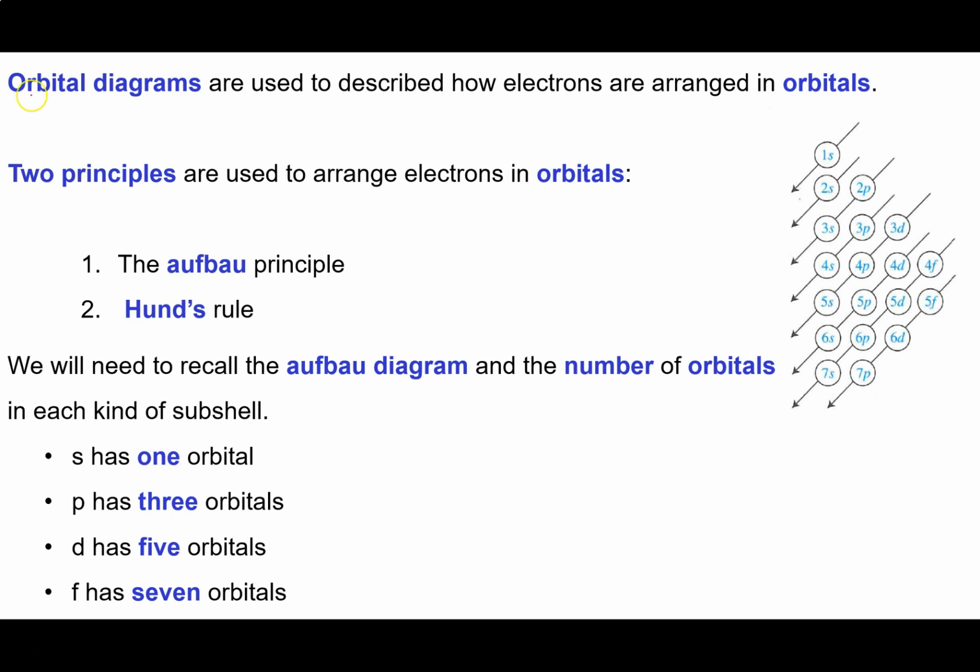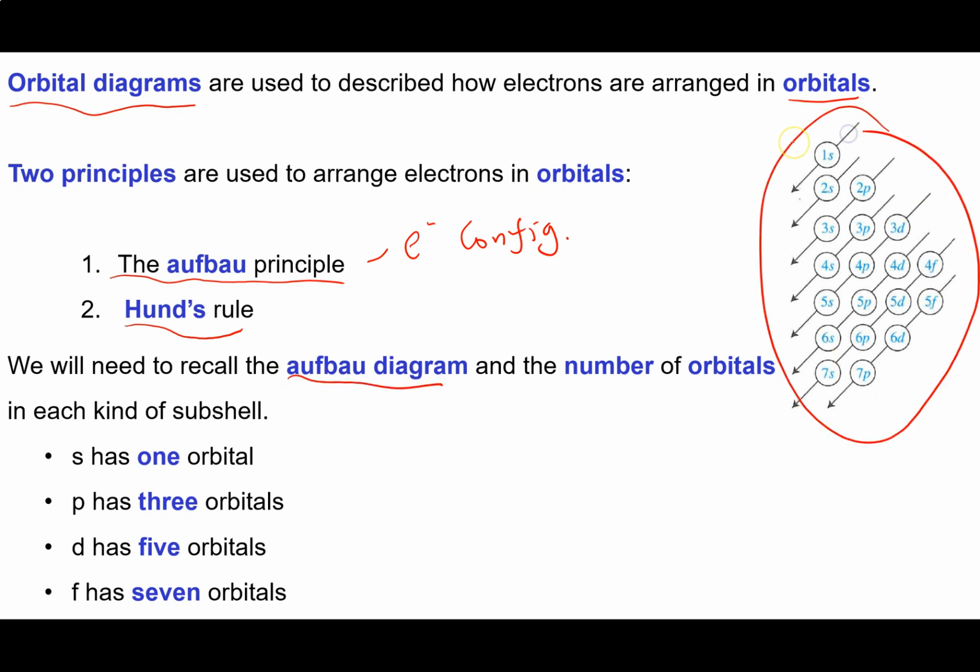So orbital diagrams are what we're going to use to show how the electrons are arranged in the orbitals. There are really 2 things to keep in mind. We're going to use the Aufbau principle, which is exactly the same as what we were using for electron configurations. We just use the Aufbau diagram. But then we're going to use Hund's rule. Hund's rule describes how the electrons organize themselves within different orbitals. So we need to know the Aufbau diagram, or at least have a copy of it at hand.